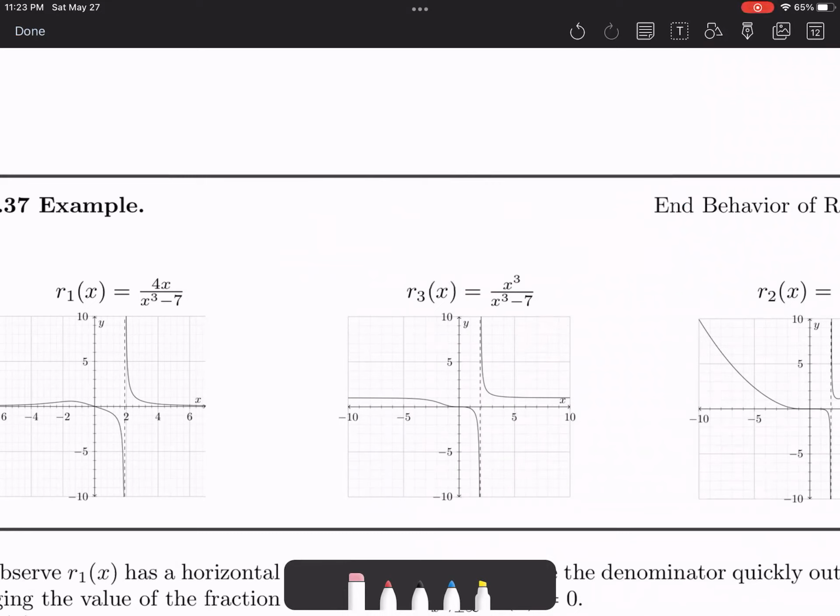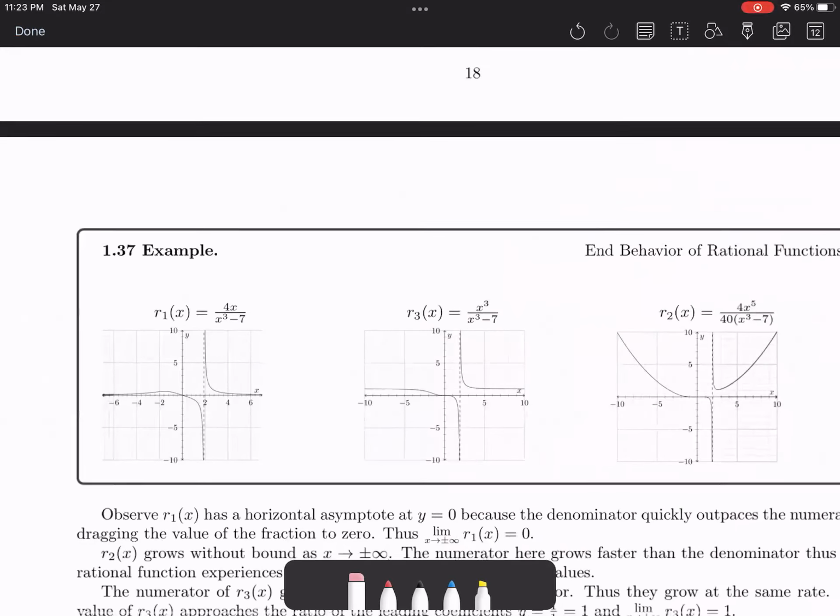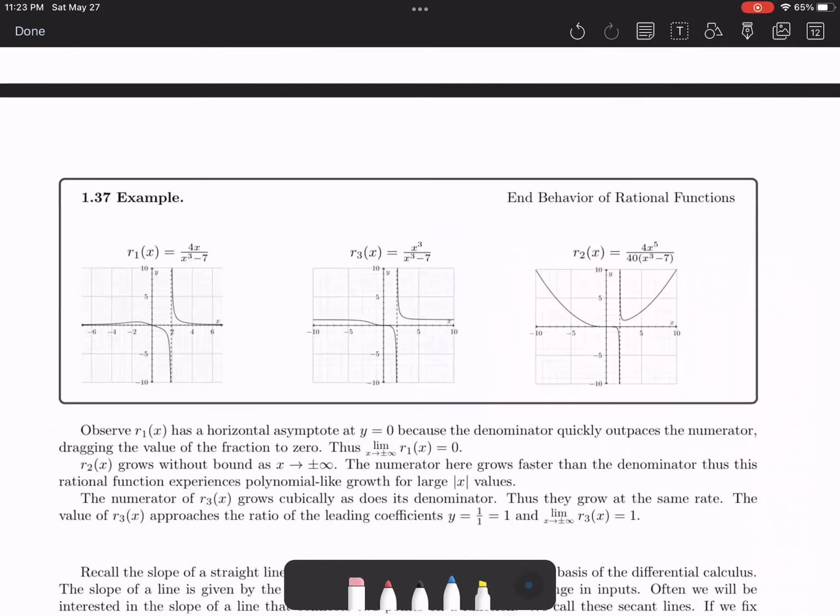Let's see. Oh, I don't know why these are labeled strangely. Let's look at the third rational function. x cubed divided by x cubed minus 7.